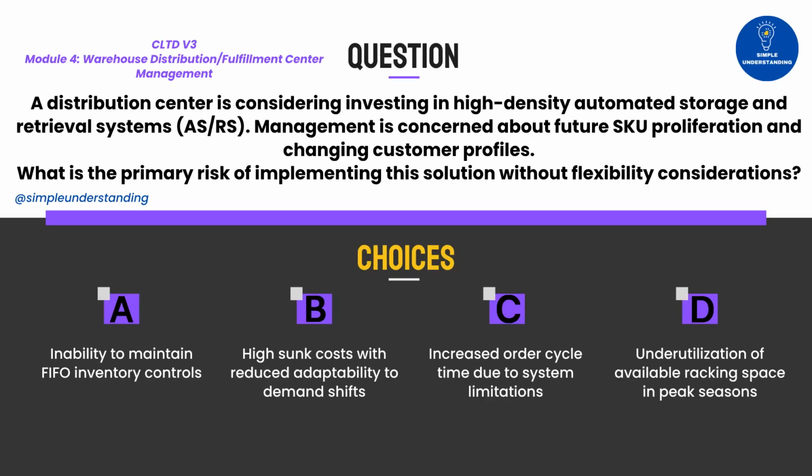Question 8. A distribution center is considering investing in high-density automated storage and retrieval systems, AS/RS. Management is concerned about future SKU proliferation and changing customer profiles. What is the primary risk of implementing this solution without flexibility considerations? A. Inability to maintain FIFO inventory controls. B. High sunk costs with reduced adaptability to demand shifts. C. Increased order cycle time due to system limitations. D. Underutilization of available racking space in peak seasons.